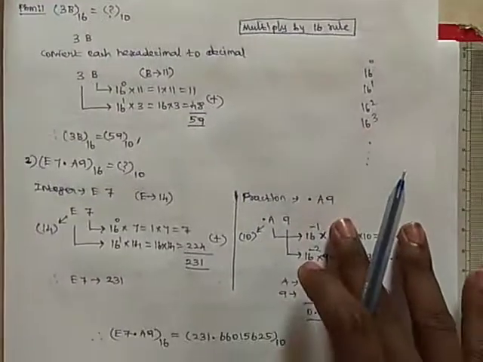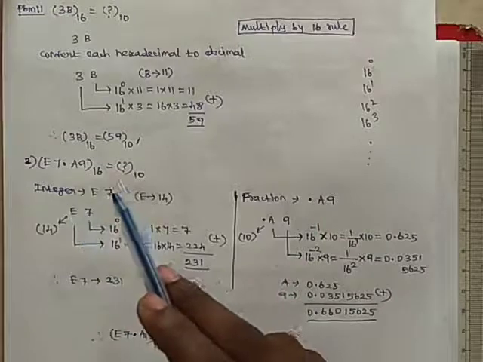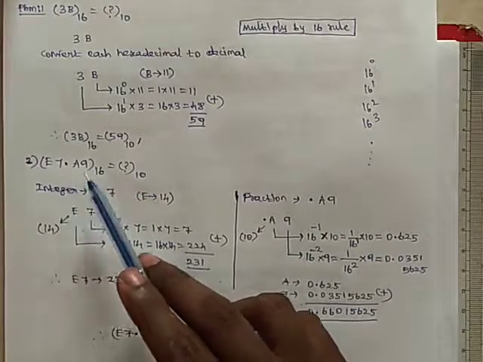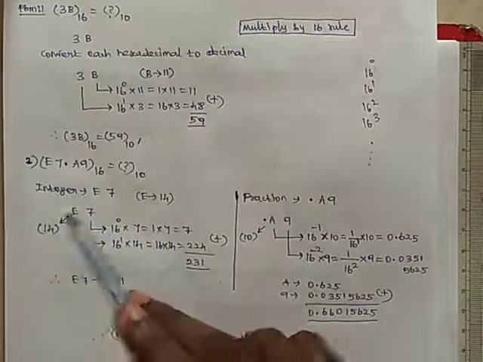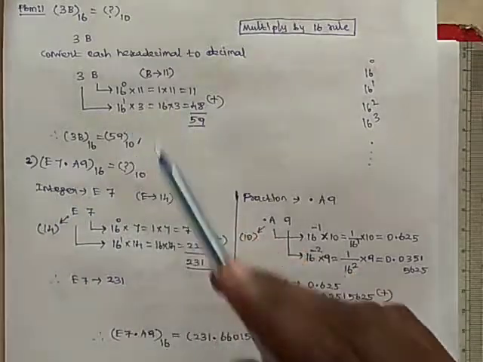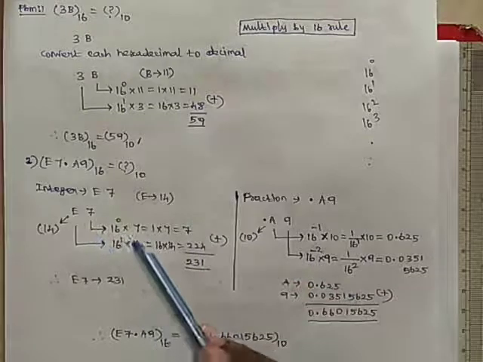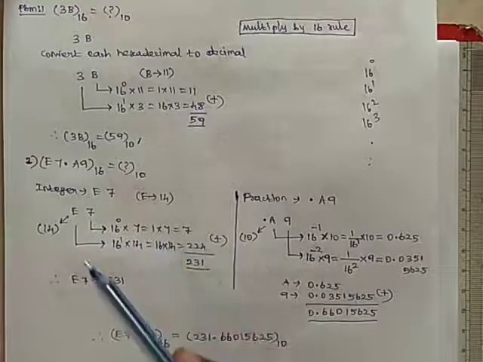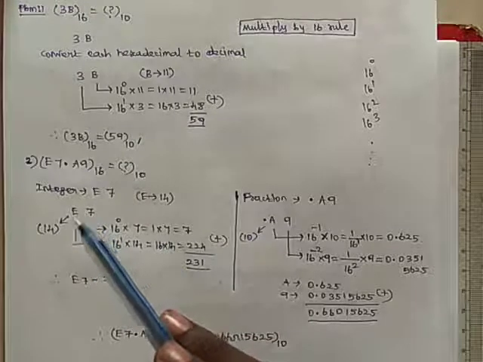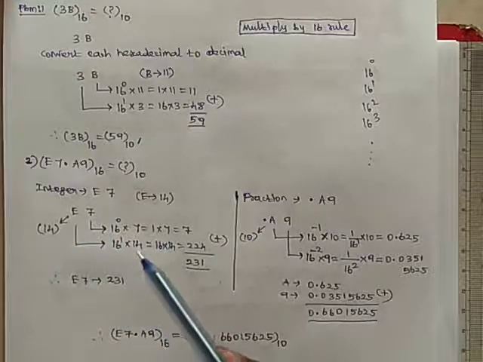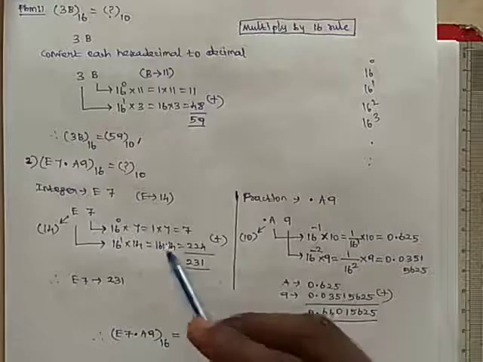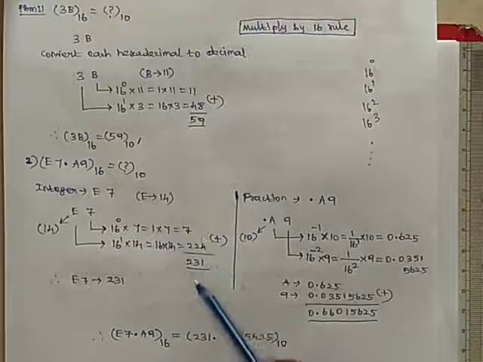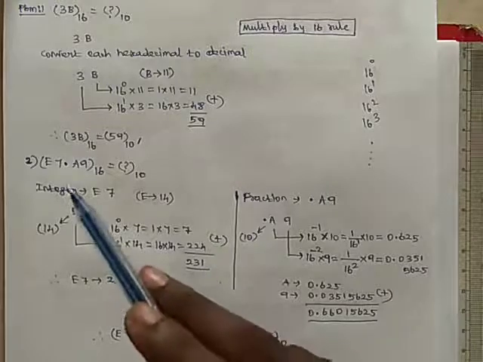Consider the second problem, E7.A9. Here this number contains both the integer and the fractional part. You have to convert them one by one. For the integer you have to use the multiply by 16 rule. So 16 power 0 into 7: anything power 0 is 1, so 1 into 7 is 7. Here E, the corresponding decimal number is 14. So 16 power 1 into 14, so you have to remember that, 16 into 14 is 224. The result is 231 for the integer part.